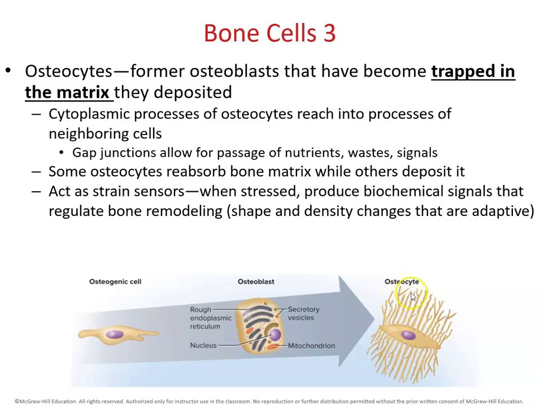Osteocytes have these long processes on them. Those long processes allow communication with neighboring cells. One of their functions is to look for strain or stress. And when the osteocytes sense strain or stress, they secrete signals that help to control bone remodeling.